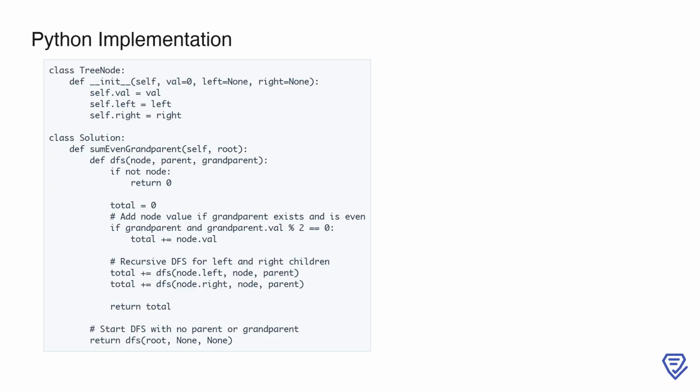Time complexity: the algorithm visits each node exactly once, so the time complexity is O(n), where n is the number of nodes in the tree. Space complexity: the space complexity is O(h), where h is the height of the tree, to account for the recursion stack. This solution is efficient, clean, and handles all edge cases correctly.